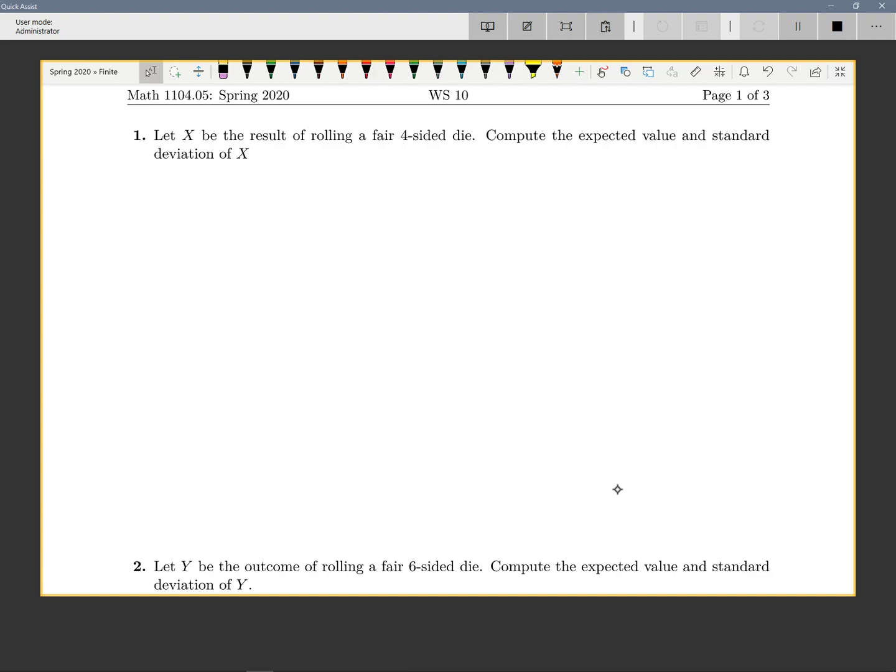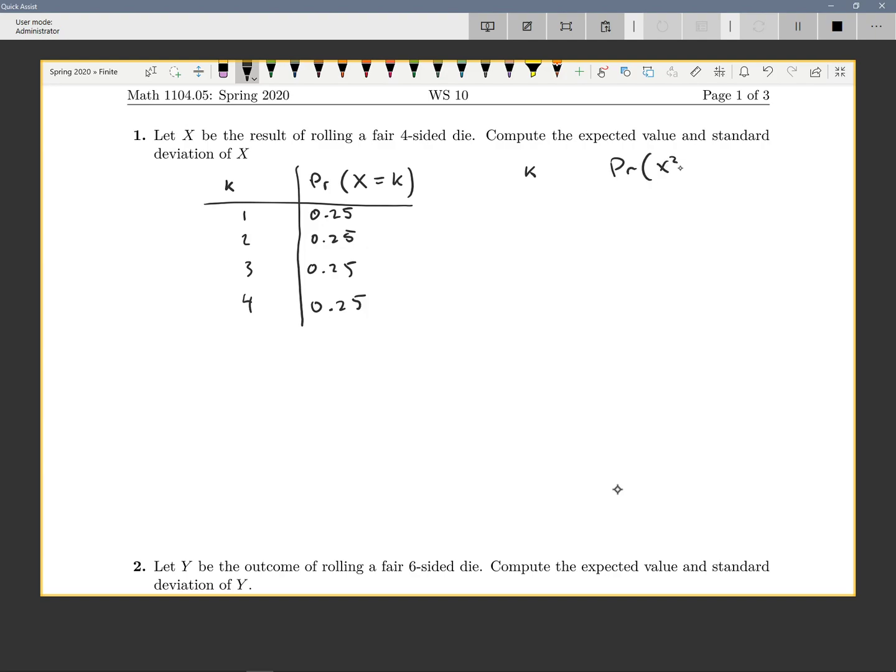So the first step is to make our probability distribution for x, and then the one for x squared. So we have k, and the probability that x equals k. We have a four-sided die, so we have 1, 2, 3, 4, and the probabilities are all a quarter, so 0.25 each. For x squared, there's no negative value, so no outcomes get combined. Instead, we just have 1, 4, 9, and 16, and again the probabilities are all 0.25.